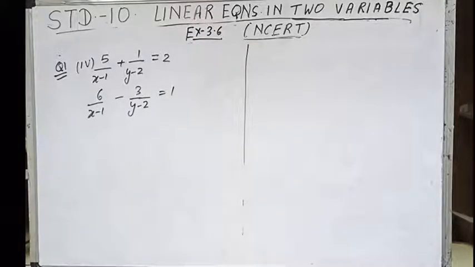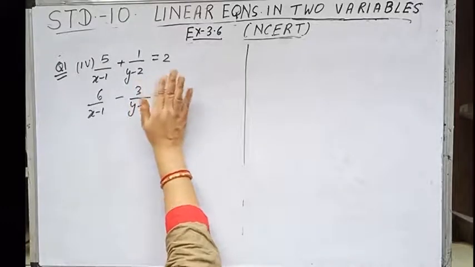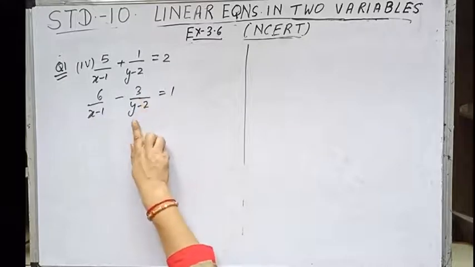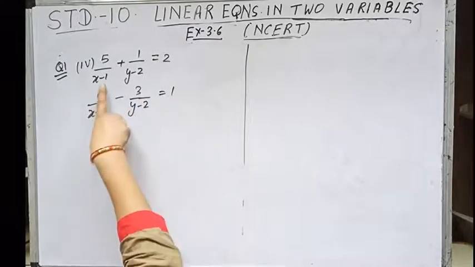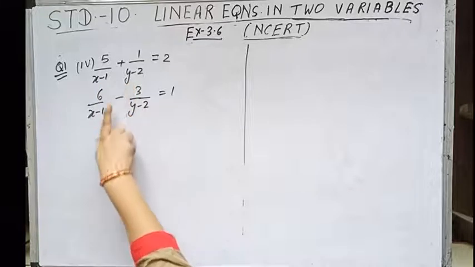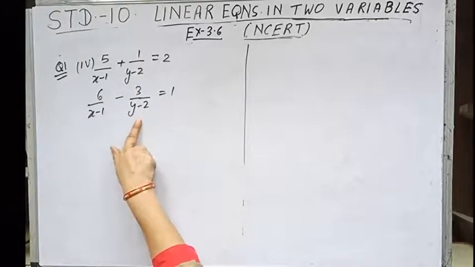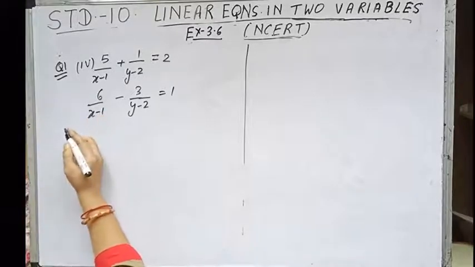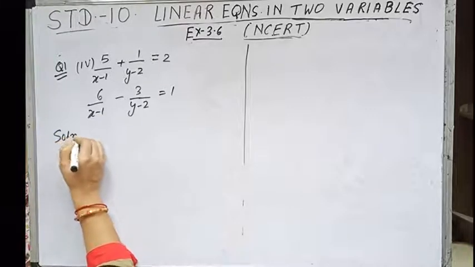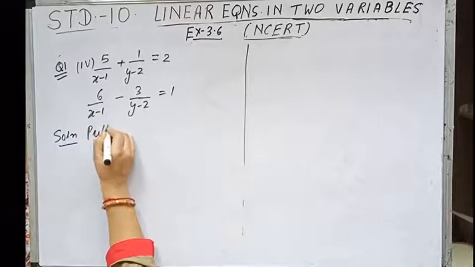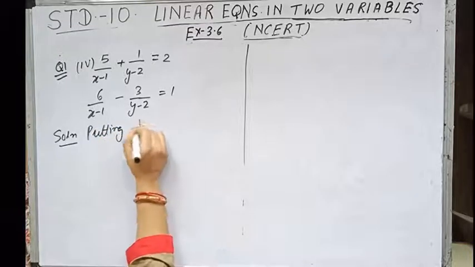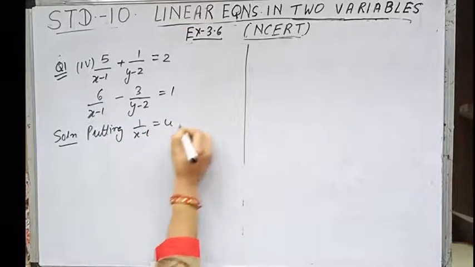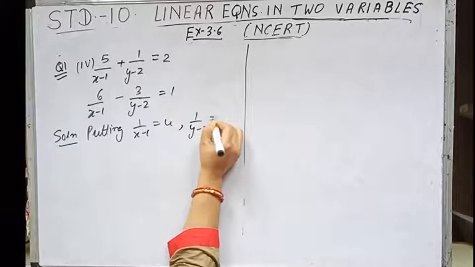Now subpart number 4 is 5 by x minus 1 plus 1 by y minus 2 equals 2 and 6 by x minus 1 minus 3 by y minus 2 equals 1. Here children, in the denominator is x minus 1 and y minus 2. Similarly here the denominator is x minus 1 and y minus 2. I mean the variables are in the denominator. So we will be supposing those as u and v. So let us start, putting 1 by x minus 1 equals u and 1 by y minus 2 equals v.